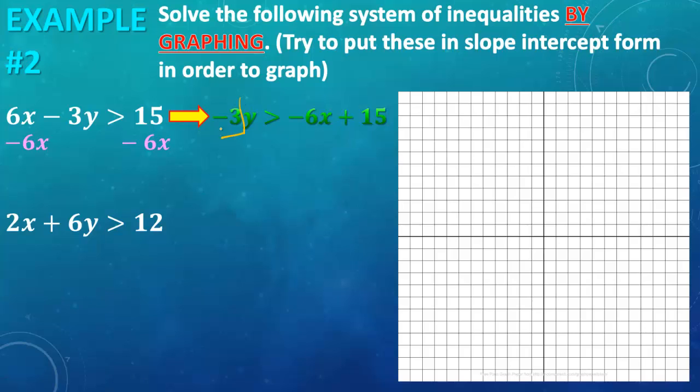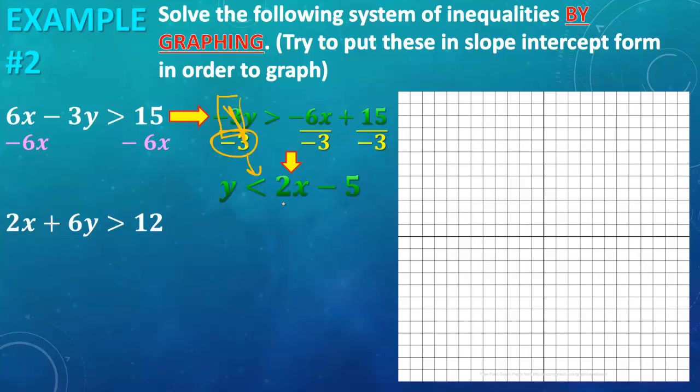So we need to get this negative 3 away from the y. So we divide everything by negative 3 because then this cancels out. And then you just simplify or reduce these. So it gives you y is positive 2x. Now notice the sign flipped because I divided by a negative. So that made that sign flip. Okay, negative and a negative make a positive. So 6 divided by 3 is 2. And then 15 divided by negative 3 is negative 5.